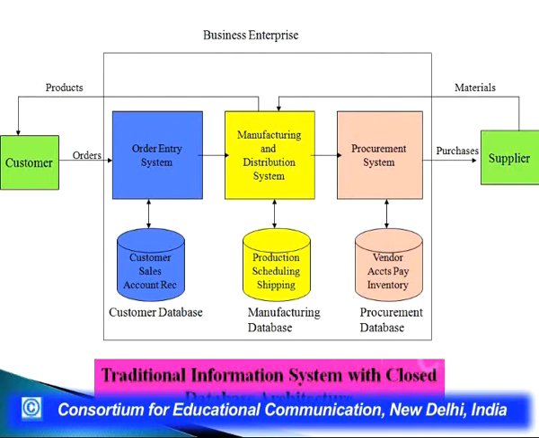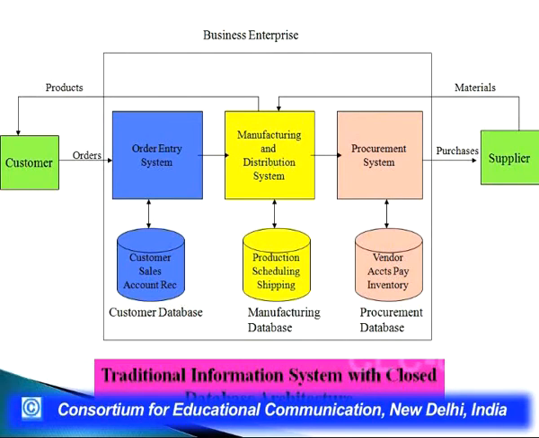Now, here you can see a business enterprise, the traditional information system with closed data architecture. The customer gives the order for the product, the order entry system is there, and the information goes to the manufacturing and distribution system, which is already linked with your customer sales account records, that is the customer database. The production scheduling and shipping are there, with the manufacturing database, and the procurement system, vendor assets, pay and inventory, with the procurement databases. And then you see the purchases and supplier.